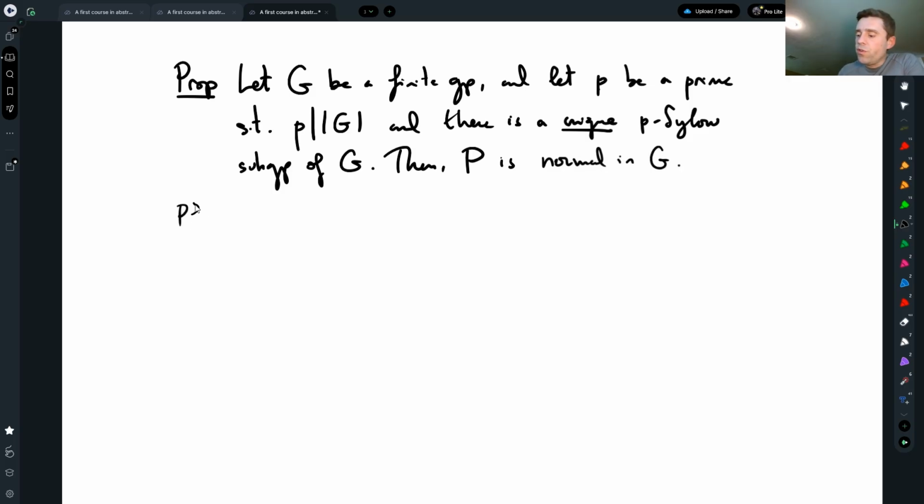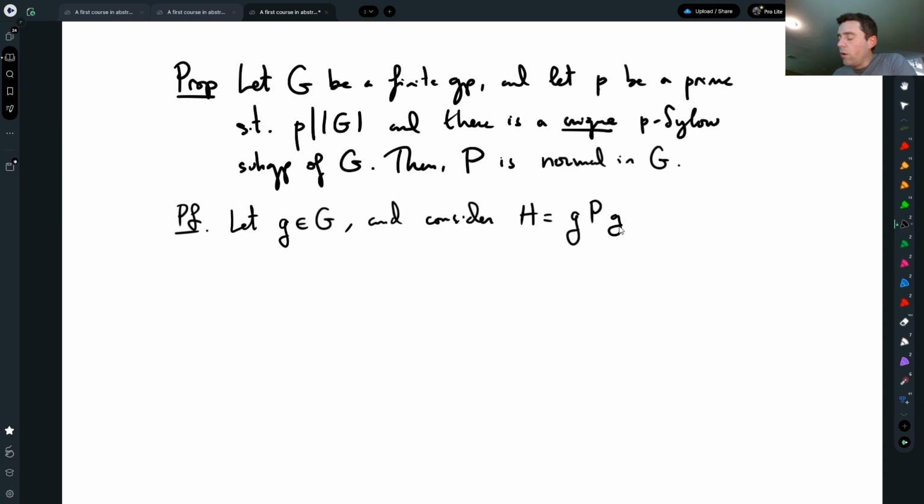So here's a proof. Let P be as above, and let g be some element in G, and consider H, which is going to be a conjugate of P. By the second Sylow theorem, we know that every other p-Sylow has to be a conjugate of P. And in fact, every conjugate of P is also a p-Sylow. So that's something that I can prove right now, which is as follows. So consider this other conjugate.